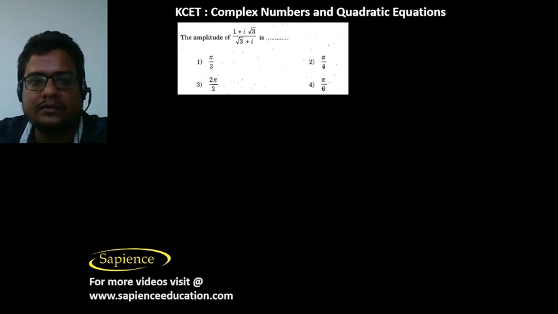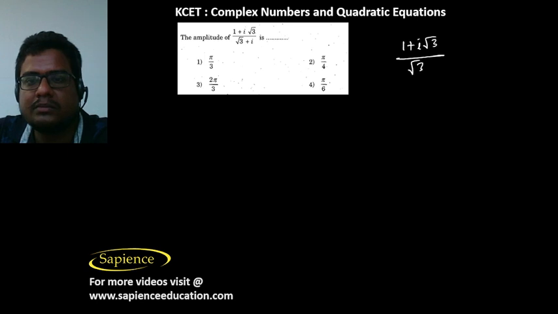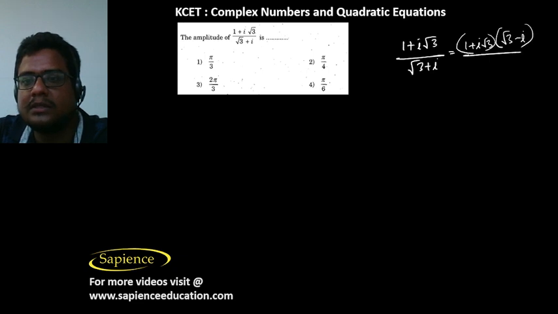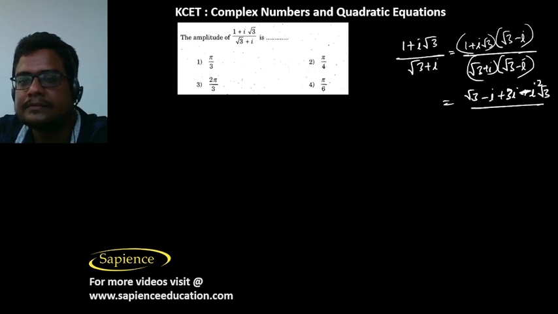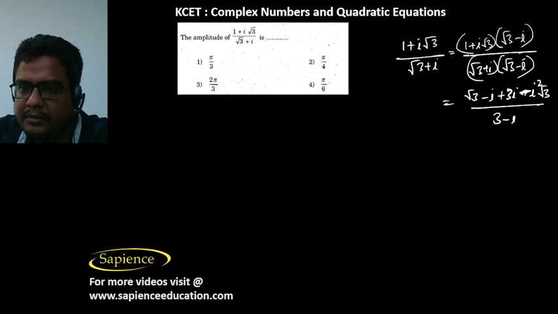Then here it is asked to find the amplitude of this complex number, which is 1 plus I root 3 by root 3 plus I. So this will be equal to 1 plus I root 3 into root 3 minus I, divided by root 3 plus I into root 3 minus I. So this will be equal to root 3 minus I plus 3I, then minus I square root 3, that divided by 3 minus I square.